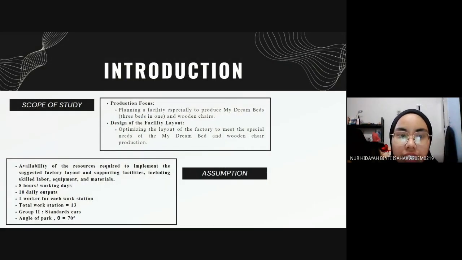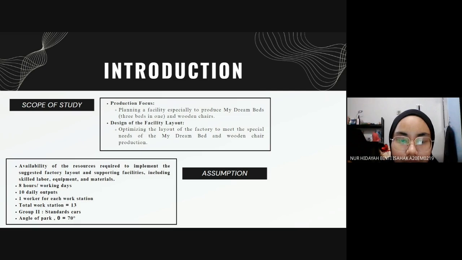Our scope of study is divided into two. First one is production focus. Our study focuses on planning a facility specifically designed to produce My Dream Bed, which is 3 beds in one, and a wooden chair. These products have unique production requirements that influence the layout design. The second focus is to design our facility layout. We aim to optimize the factory layout to meet the special needs of producing My Dream Bed and the wooden chair. This involves arranging workstations and equipment in a way that maximizes efficiency and minimizes production time.